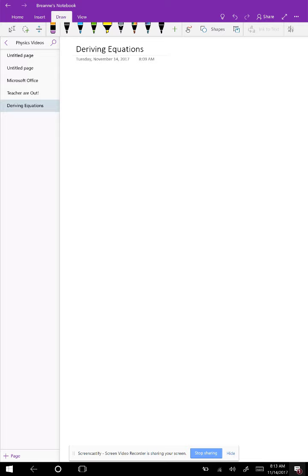The first equation is just V final equals V initial plus A times delta T. Now remember, V is for velocity, A is for acceleration, T is for time. This is your equation 1. Kinematics equation 1. No fancy name, just that. This equation comes from the slope of your velocity versus time graph.